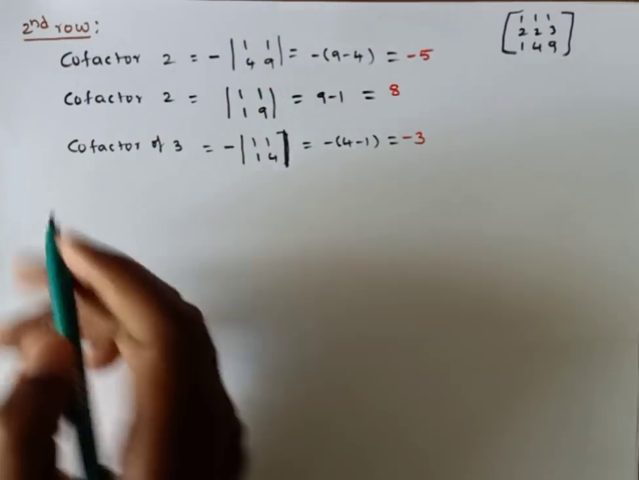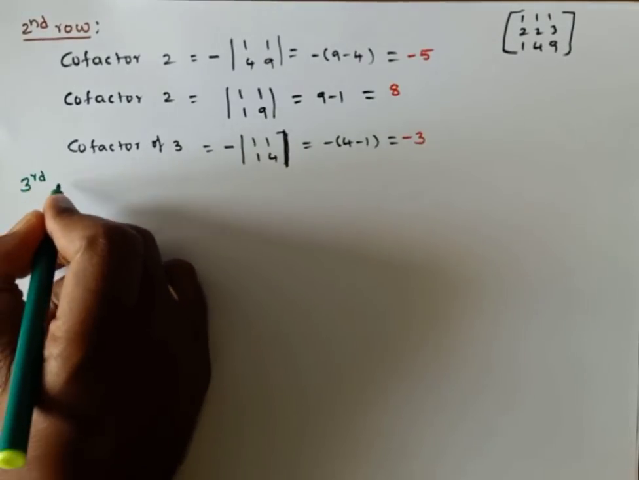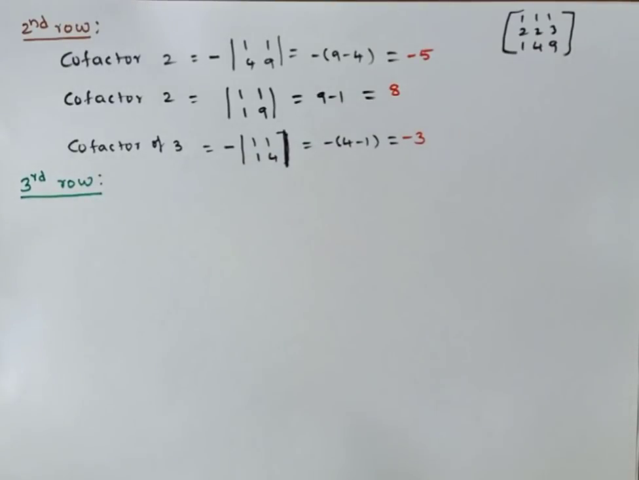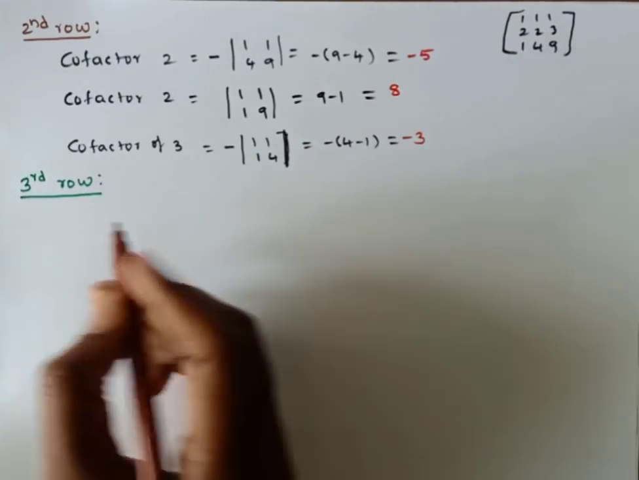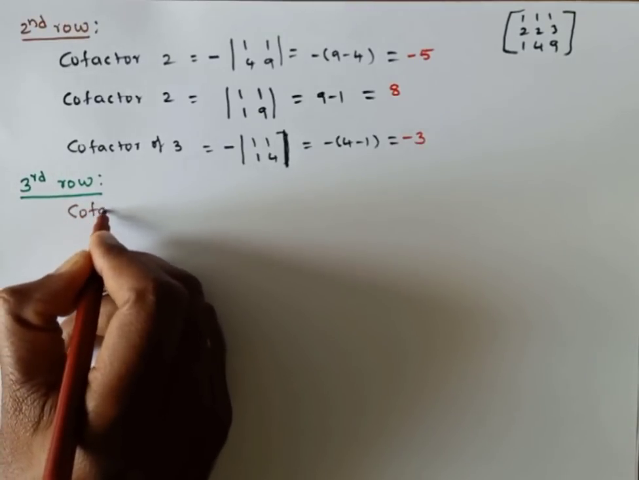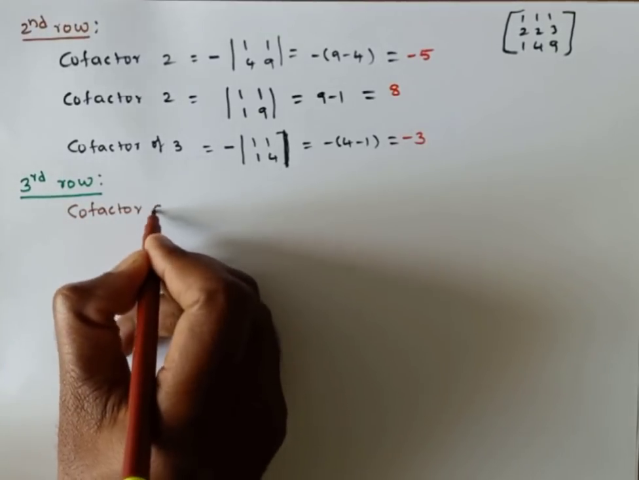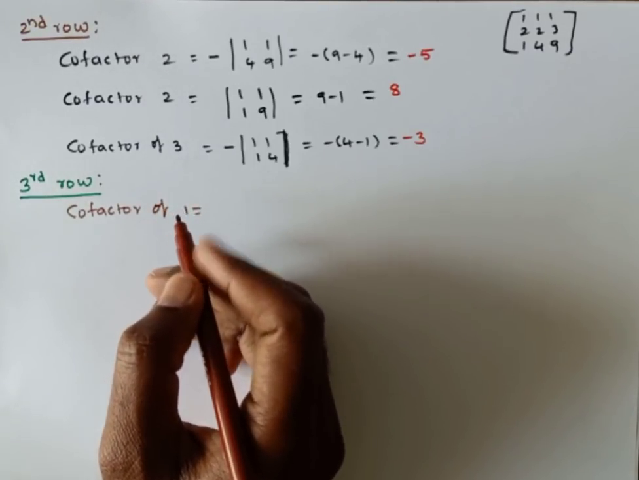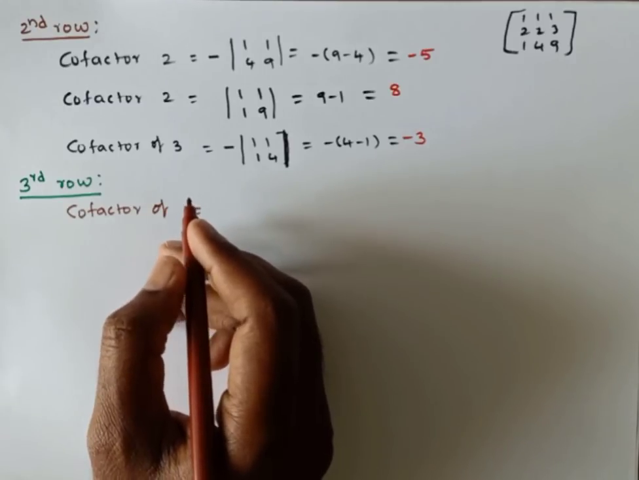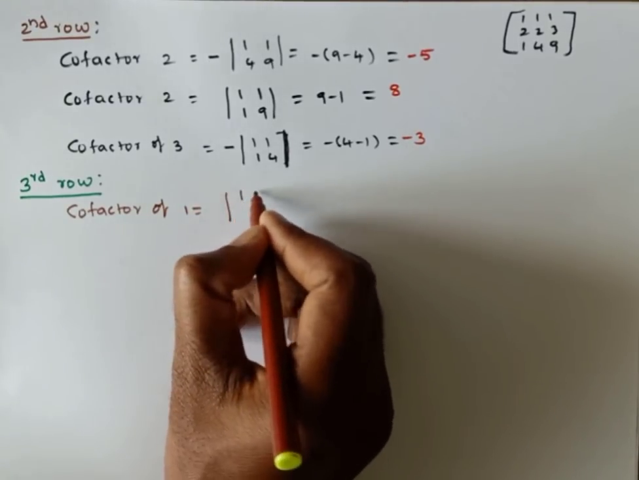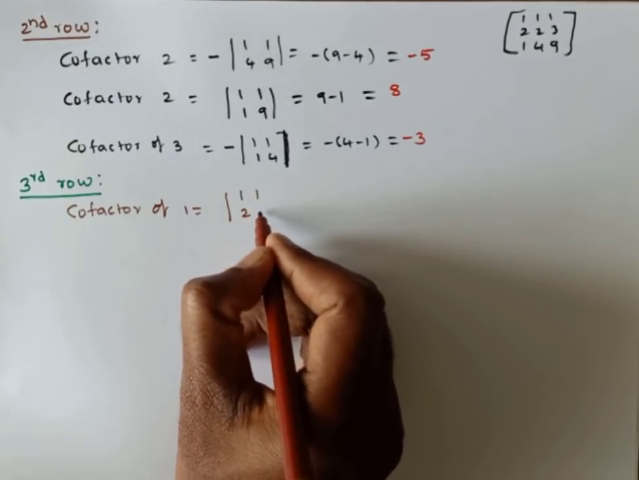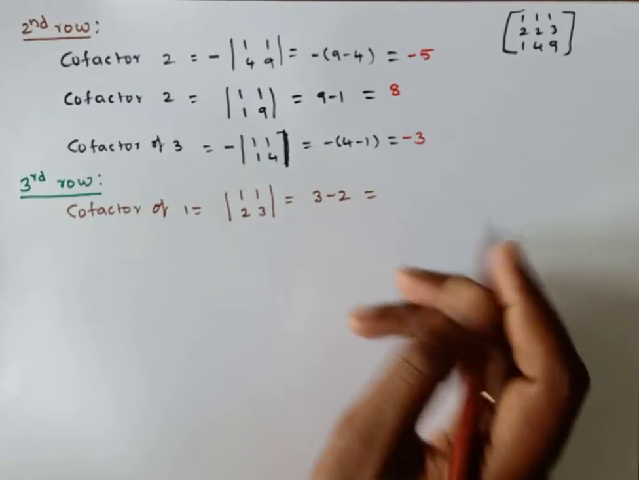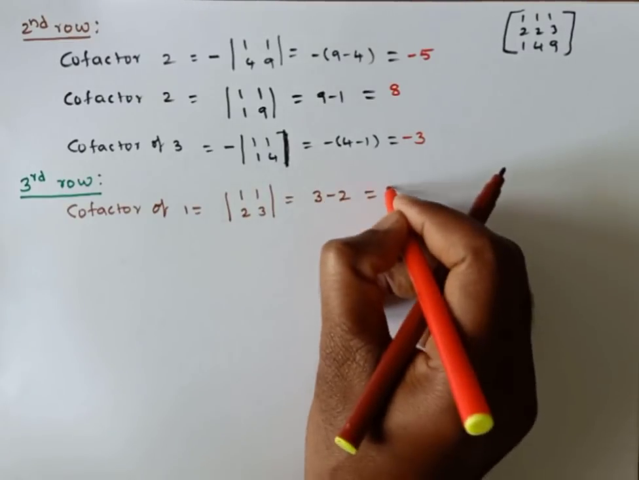Next, the third row elements. The third row contains the elements 1, 4, 9. Find out the cofactor of 1, which is present in the third row, first column. Therefore the sign is positive. The elements are 1 1 2 3. This is 3 minus 2, which is 1.